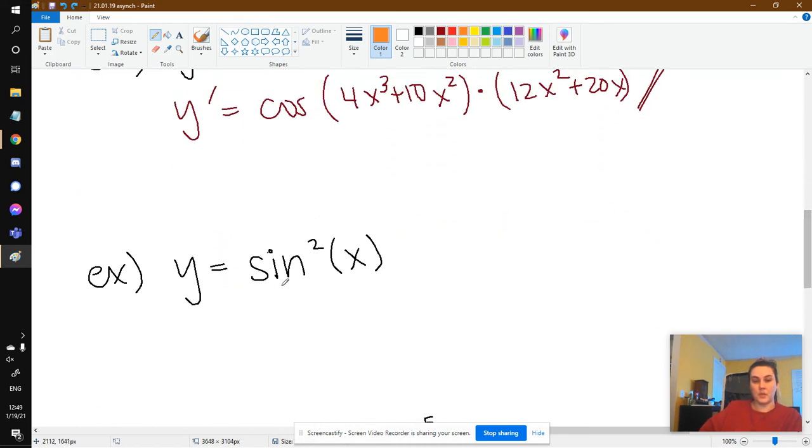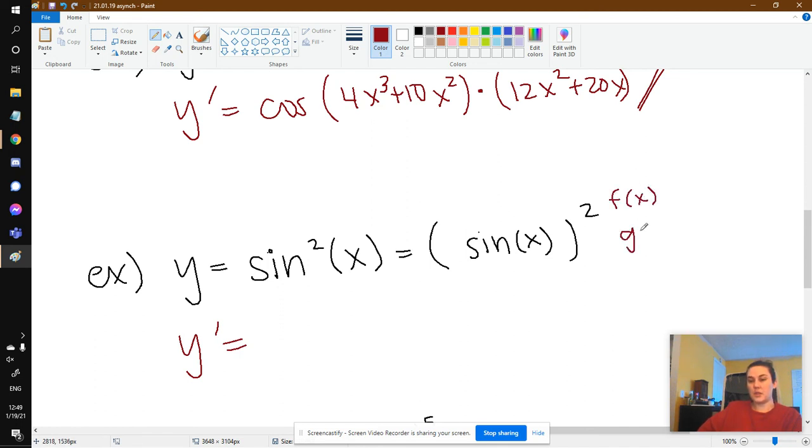Another example, sine squared x. We can rewrite this as sine of x, squared. This is just a notation thing. So now when we're taking the derivative, we want to know what is f, what is the outside function, and what is g, what is the inside function. The outside function is the squared thing. The inside function is the sine.